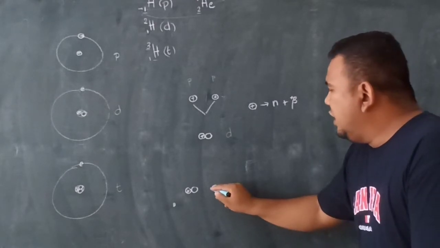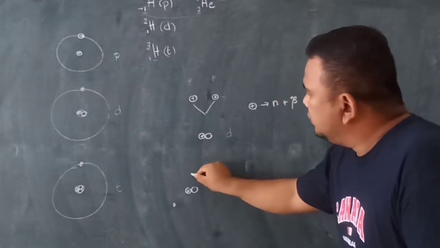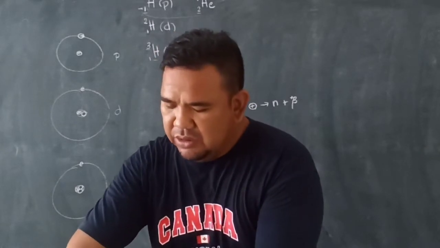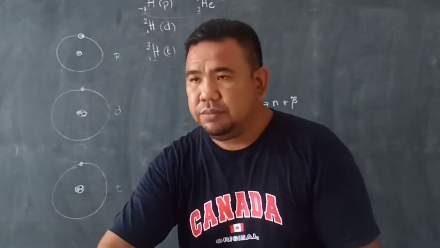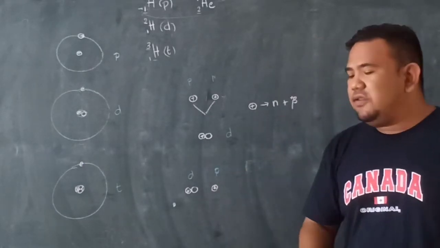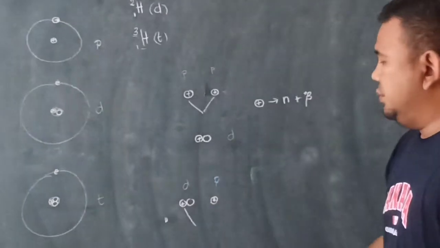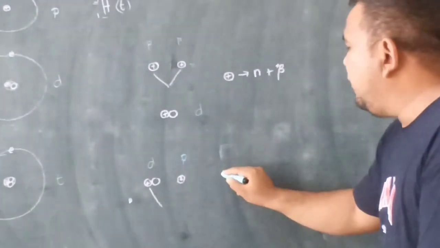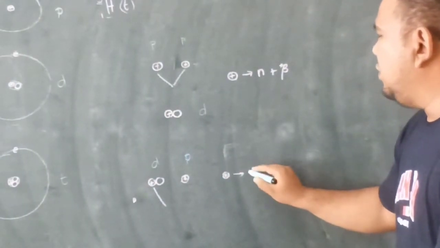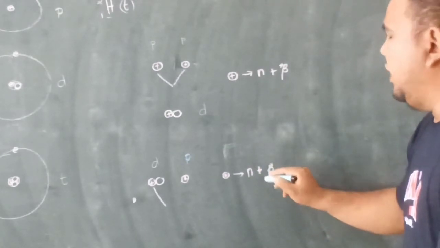So you have a deuterium, D. Then you also have a protium. If these two merge together, then your proton here will again be converted. Your proton will be converted into a neutron plus a beta particle.